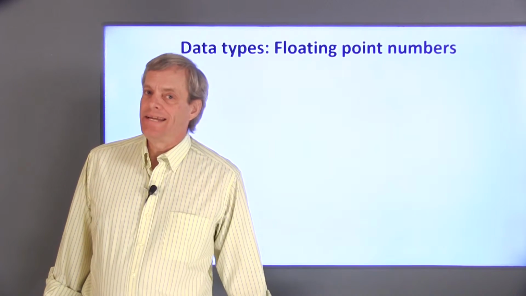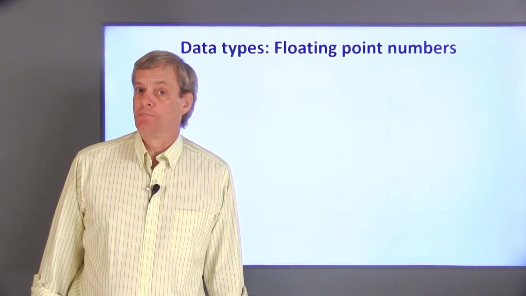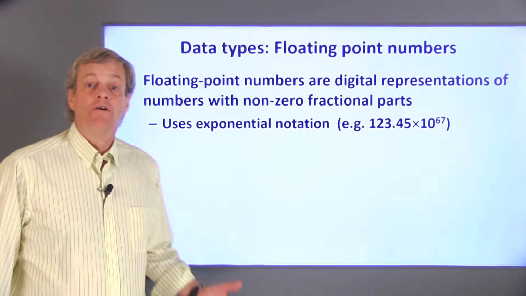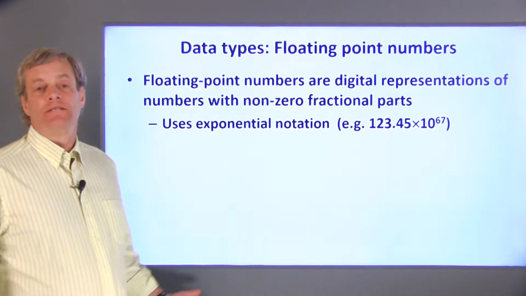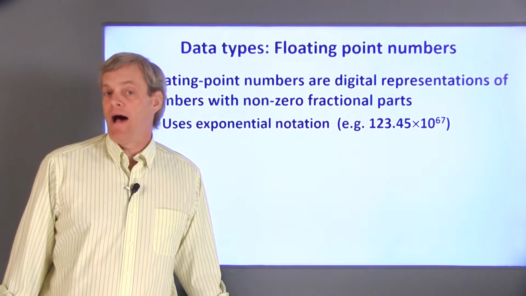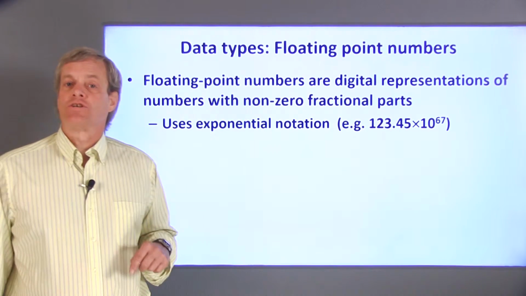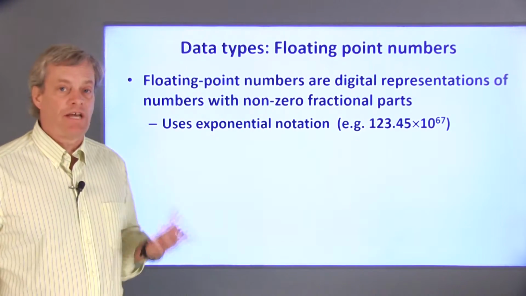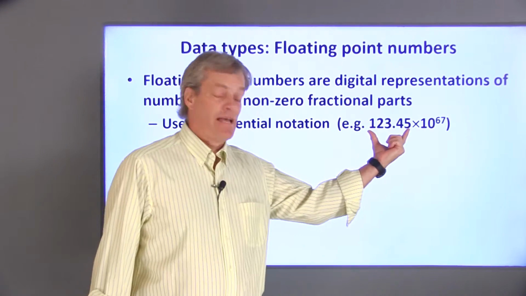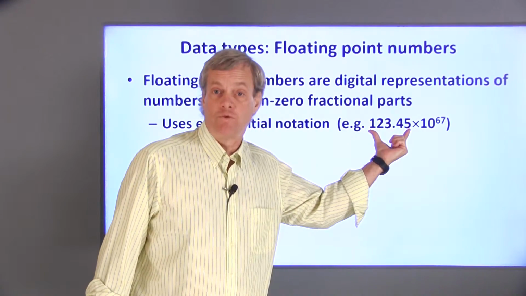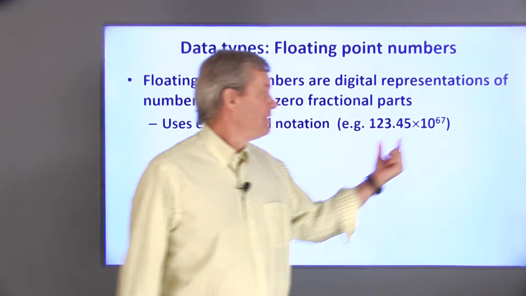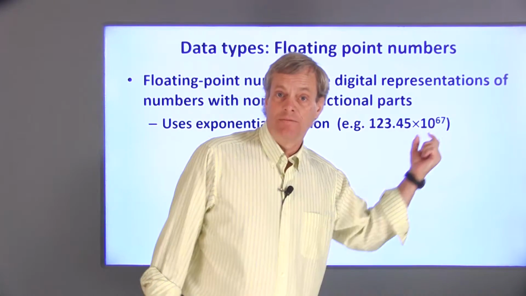The other main data type used in MATLAB to represent numbers is floating point. Floating point numbers have non-zero fractional parts, like pi or 14.75. They're always represented in terms of exponential notation, which has a mantissa. In this example, that's 123.45, and an exponent, 67 in this example.